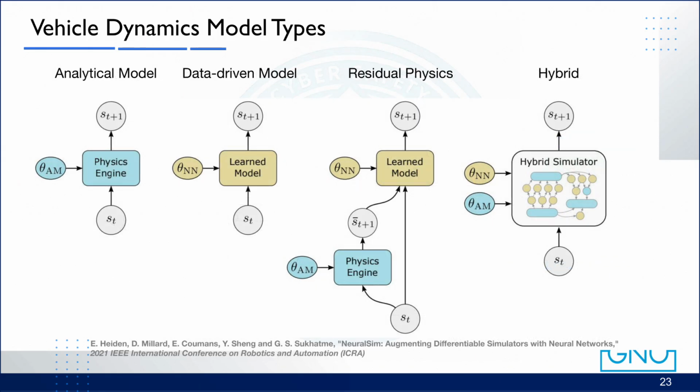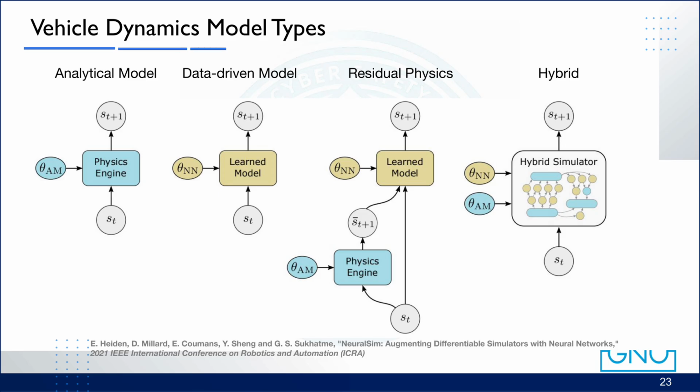So far, we focused on physics-based analytical models, but with the rise of machine learning, new types of vehicle models have emerged: data-driven and hybrid models. On the left, we have the analytical model, where the next state is computed entirely using a physics engine. Here, the parameters theta am come from physical laws and equations of motion.